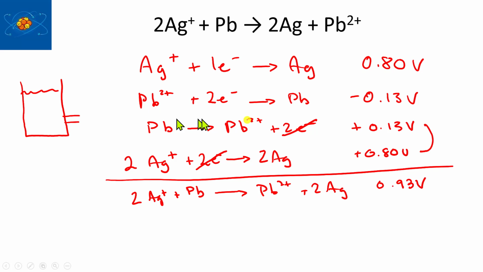And you'll notice that the lead is part of the redox reaction, and lead is a metal. And because it's a metal and it's being oxidized, we're going to just use a lead electrode in solution. So this would be Pb. In solution, we'd use Pb2+, and its concentration would be 1 molar. This would be for a standard electrochemical cell.